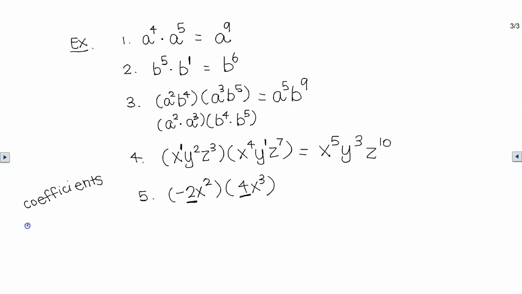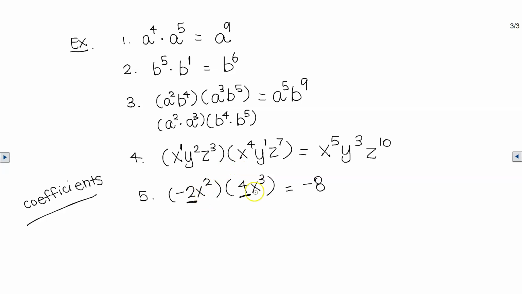Those numbers are called coefficients. And they do not get treated the same way as the exponents do. So you are not going to add negative 2 plus 4. Coefficients, you need to do what the problem says. So this is negative 2x squared times 4x cubed. This is a multiplication problem that I'm attempting to do. So I should multiply these two coefficients together. So I'm going to do negative 2 times 4. When I do negative 2 times 4, I get negative 8.